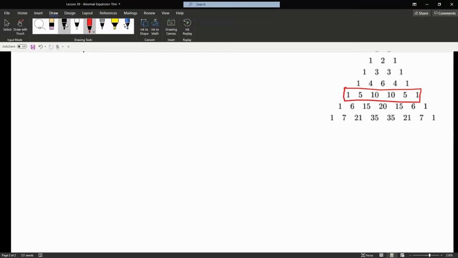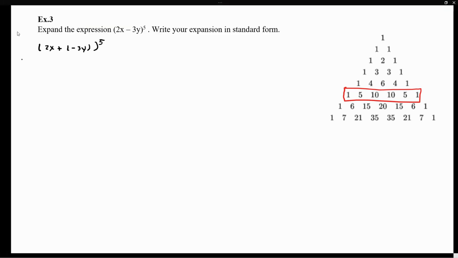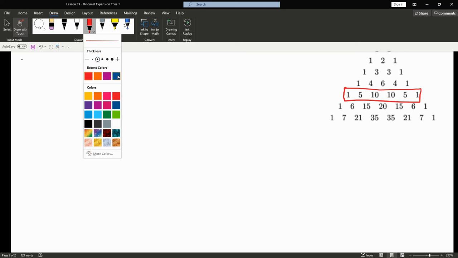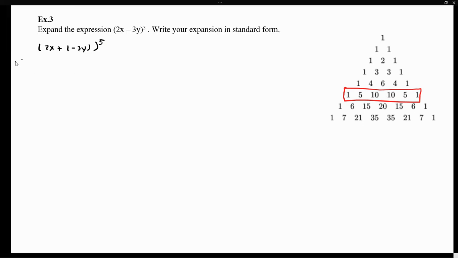And now that I have that, let's just apply this expansion binomial theorem. So what's my first term in my expression? Well, my first term is 2x. And my second term is going to be negative 3y. So let's just apply the theorem now.